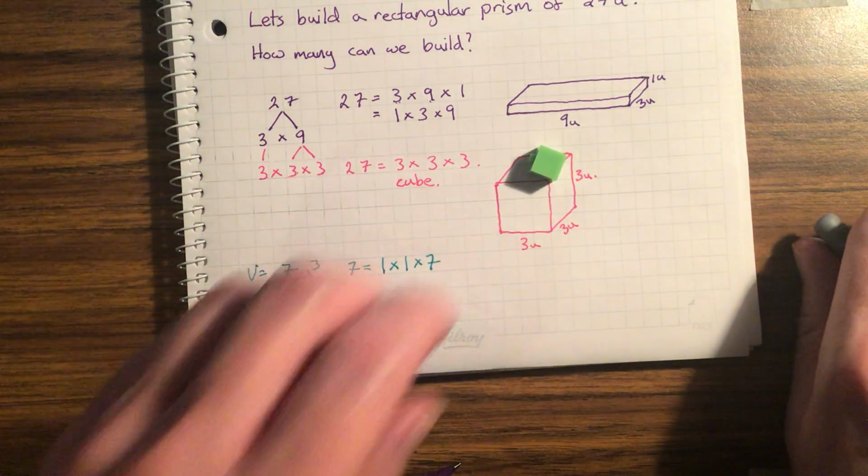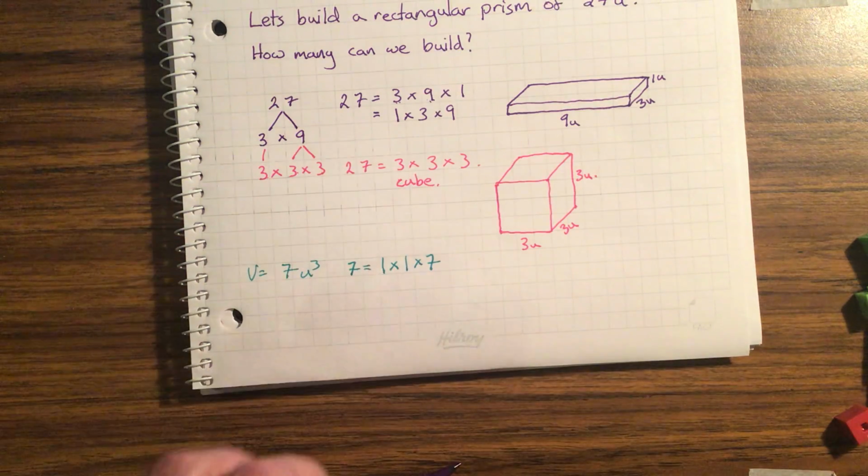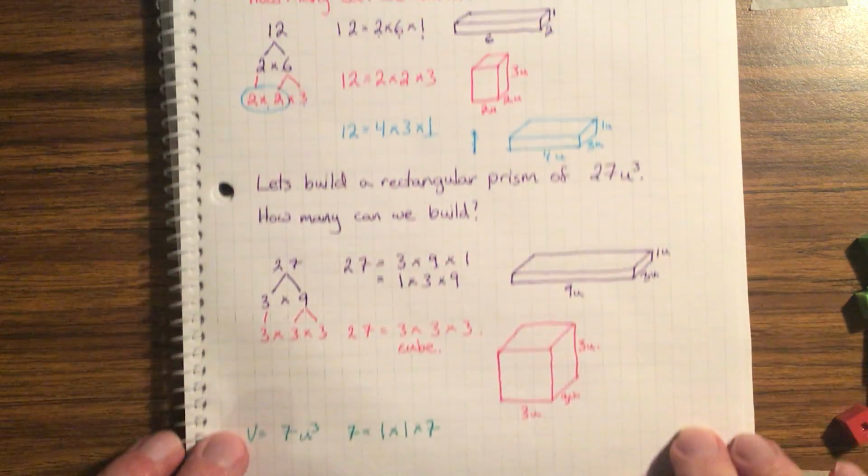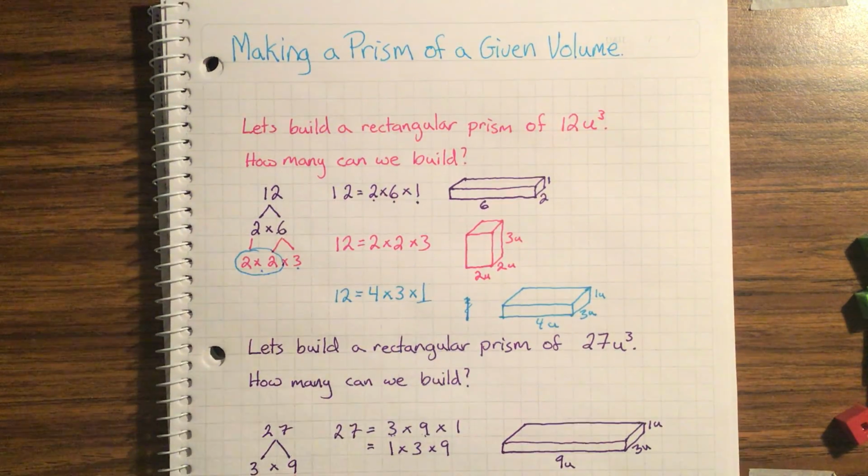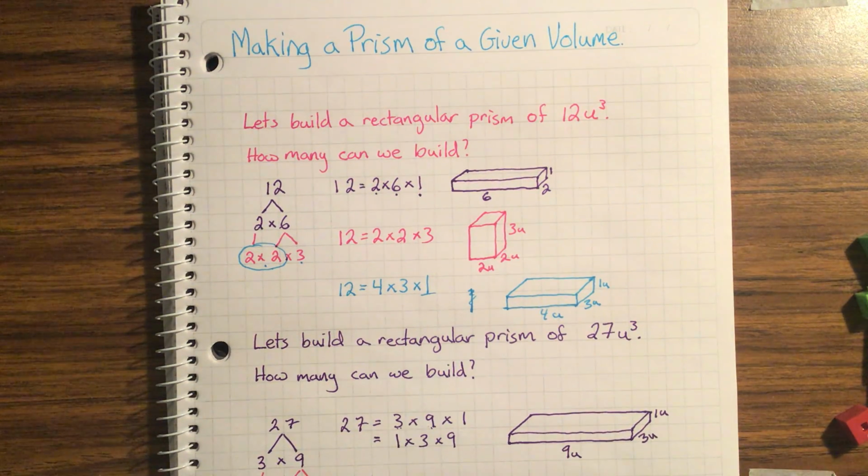All right, so I hope this helped you, and I hope that after you've seen this, you can make a prism for a given volume. You should be able to make multiple prisms for a given volume. If you have any questions, please contact me directly, and thank you for watching.